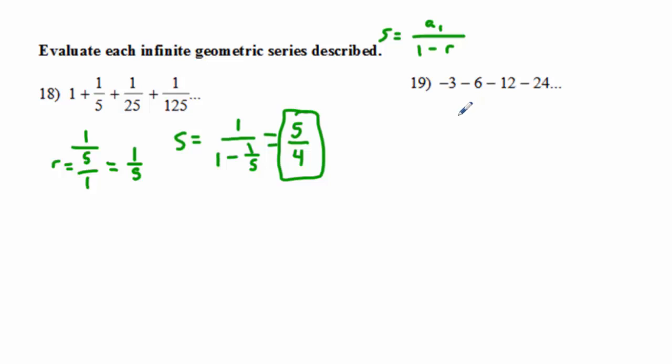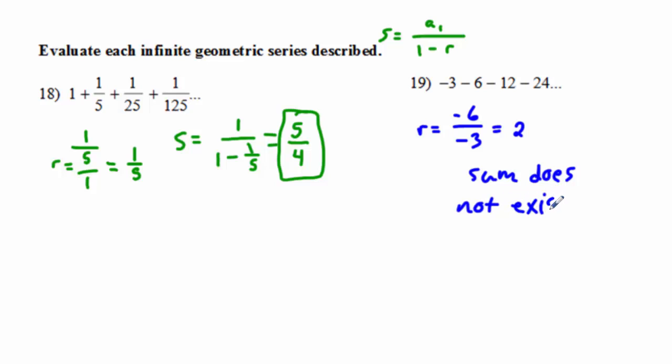On this one though, if I do the second term over the first term to find r, I get 2. 2 is bigger than 1, and so that means the sum does not exist. And we wouldn't want to put it into our formula at all.